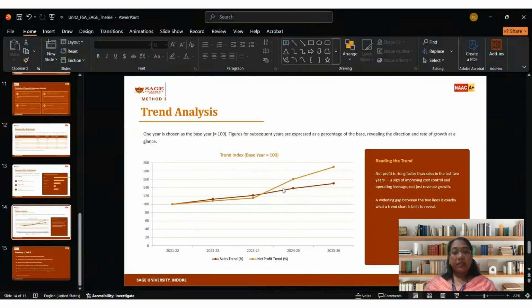This is exactly the kind of insight comparative statements are built to reveal. Net profit grew far faster than sales, which tells us the company improved its operating efficiency during this year. It's not just selling more, it's also earning more from each rupee of sales. That single observation is the real value of a comparative statement.